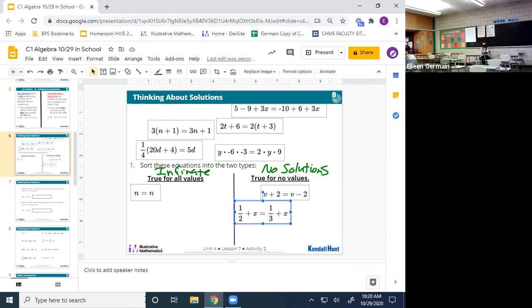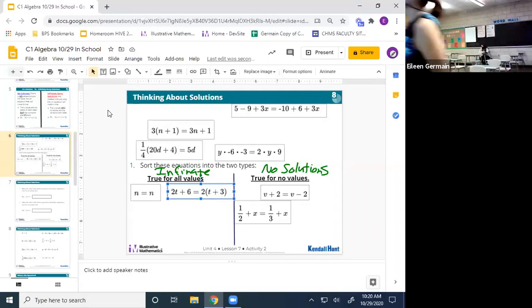Can someone tell me one that they thought was true for all solutions? Max, which one were you thinking? I was saying 2t plus 6 equals 2 times the quantity t plus 3. Good. Because if I were to factor this out, what would it factor out to on the right side? 2t plus 6. 2t plus 6 is equal to 2t plus 6. Awesome job, Max. That's perfect.